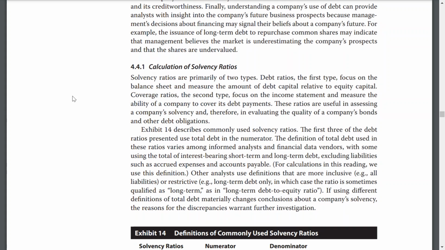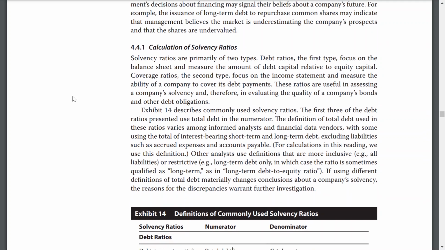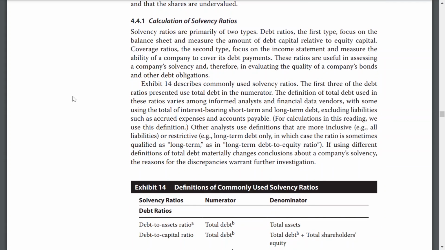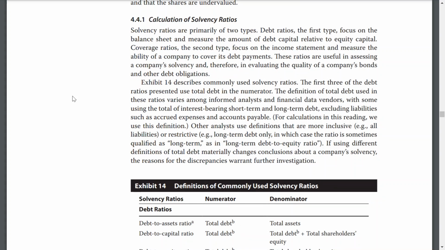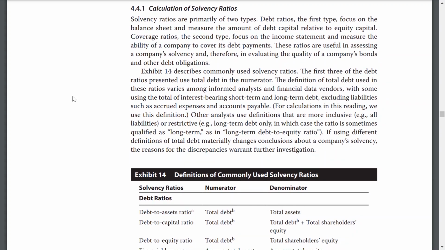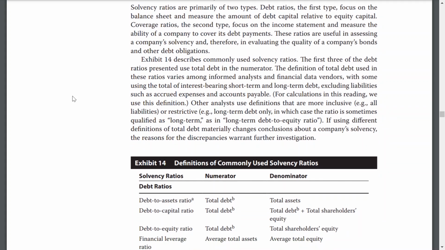Solvency ratios are primarily of two types: debt ratios and coverage ratios. The first type, debt ratios, focuses on the balance sheet and measures the amount of debt capital relative to equity capital. The second type, coverage ratios, focuses on the income statement and measures the ability of a company to cover its debt payments. These ratios are useful in assessing a company's solvency and therefore in evaluating the quality of a company's bonds and other debt obligations.